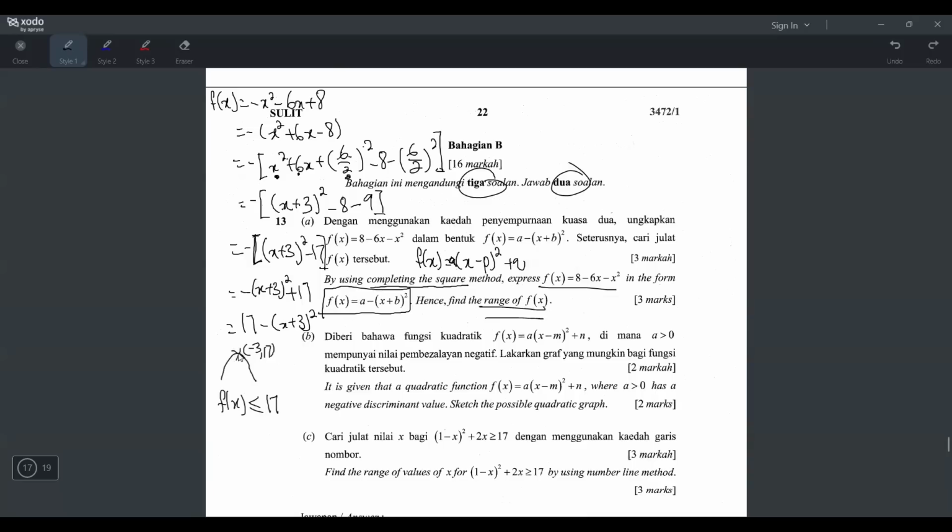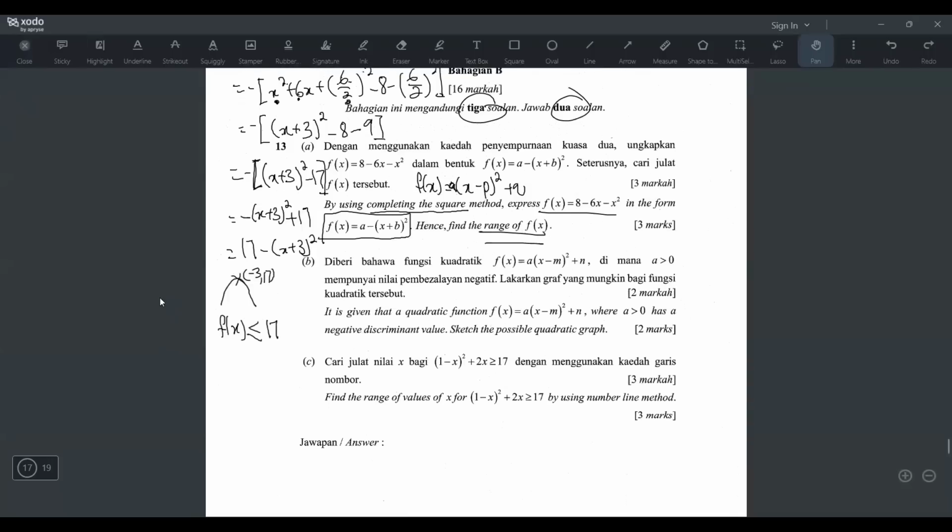Why? Because the y coordinate of the highest point is 17, right? And there's nothing above. There's no graph. This is how the graph looks like. There's nothing up here. So I think the range is 17 or lesser than 17. It means all your graph happens at 17 or below. So it's smaller than or equal to 17. Yeah, so this is the answer. Okay, let's do B.